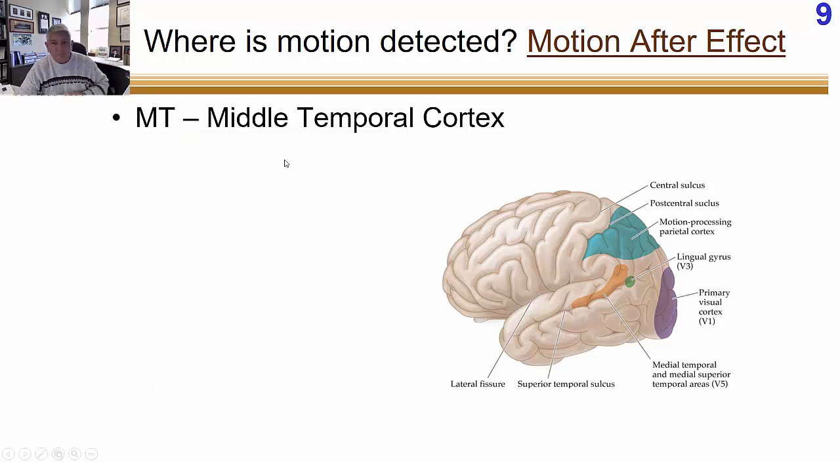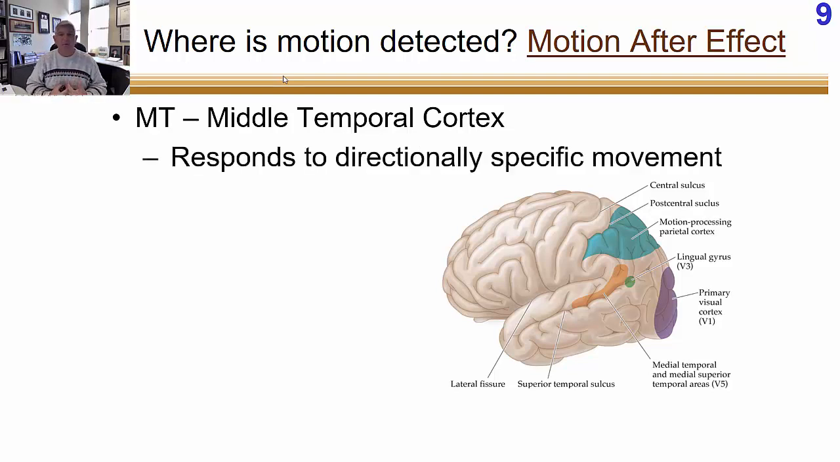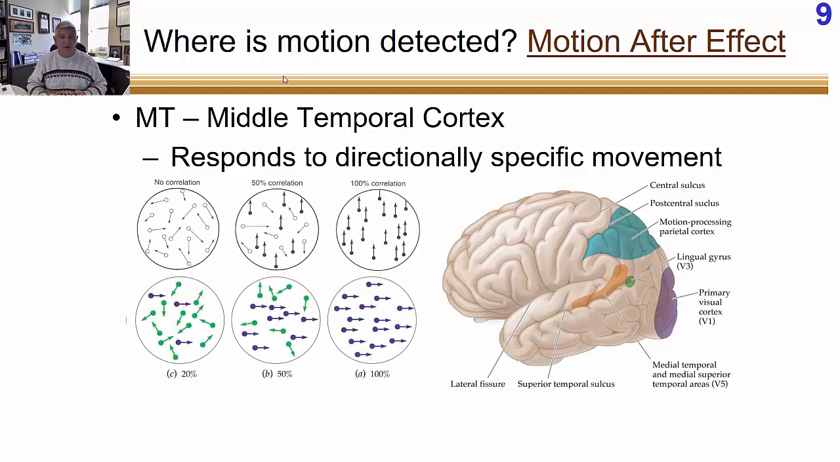Okay. So we know that there's some primary areas that are involved. We have complex cells, direction-specific movement in V1. We also have V3, which is responding to movement, and then we get into the middle temporal cortex. And the middle temporal cortex responds to directionally specific movement. That's why we see that motion after effect, the adaptation.